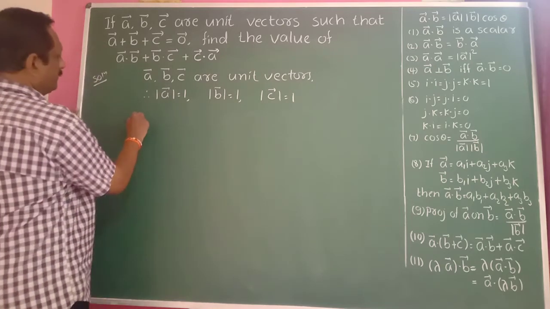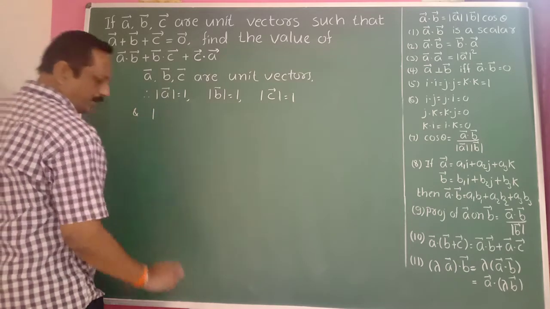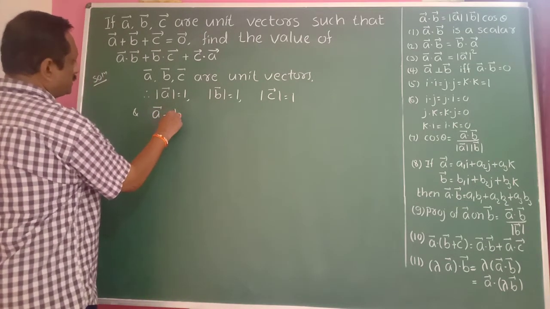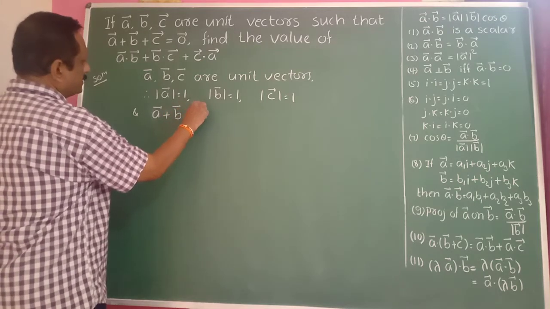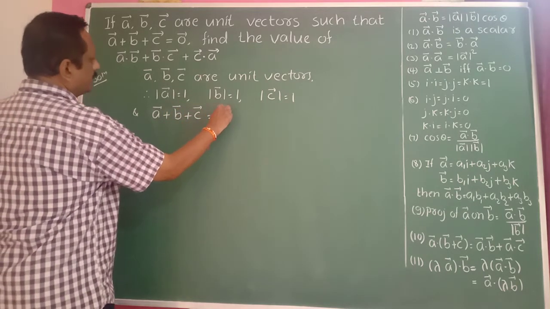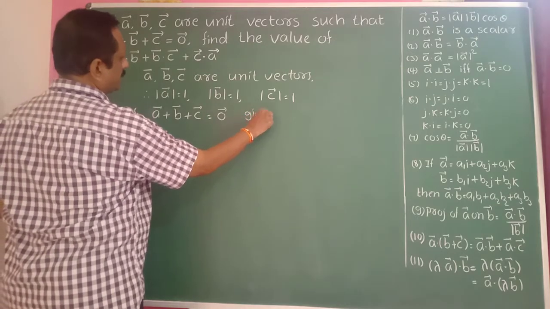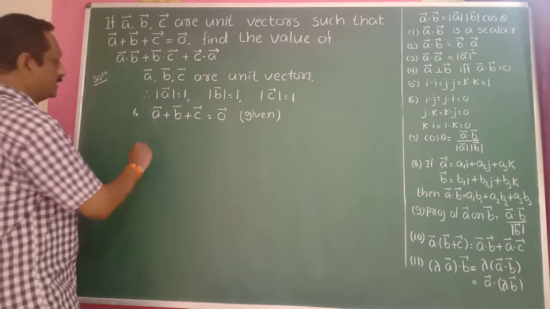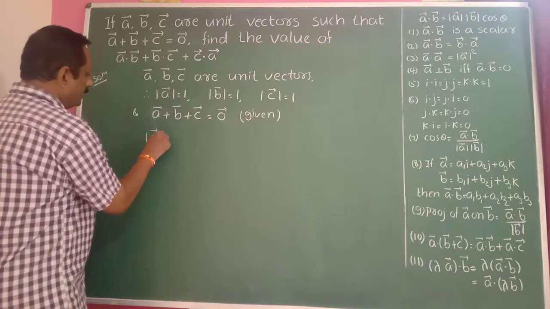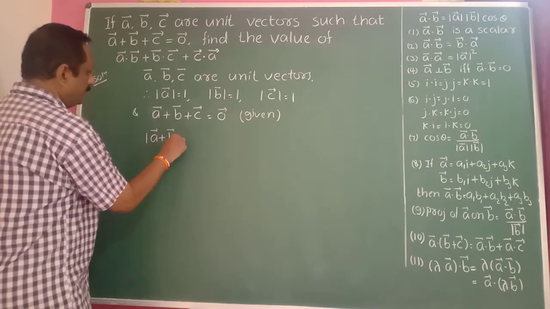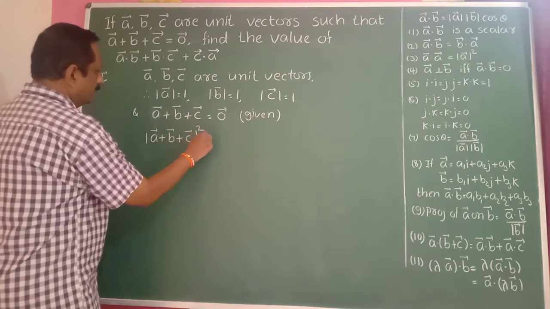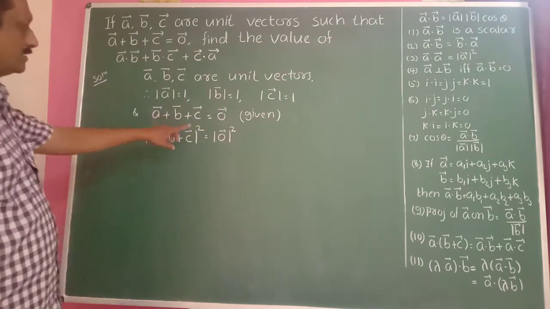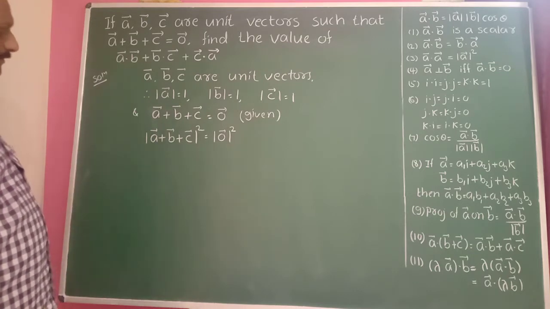And also they given here a bar plus b bar plus c bar is equal to the null vector. They are already given. Then taking modulus and squaring on both sides, modulus of a bar plus b bar plus c bar whole square is equal to modulus of 0 bar whole square.